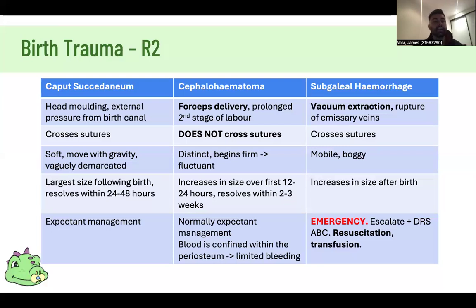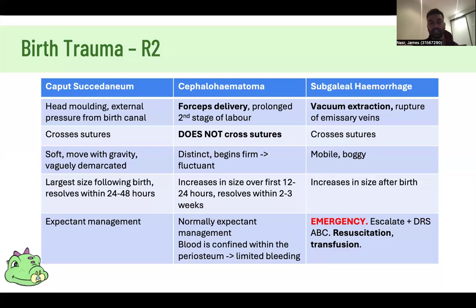In terms of the progression of them, a caput will be largest in size right after birth, and it will normally resolve within the first day or two. A cephalohematoma will begin to increase in size over the first day, but then gradually resolve over the next 2 to 3 weeks. Whereas a subgaleal contrasts from that in that it just continues to grow in size until management, essentially.